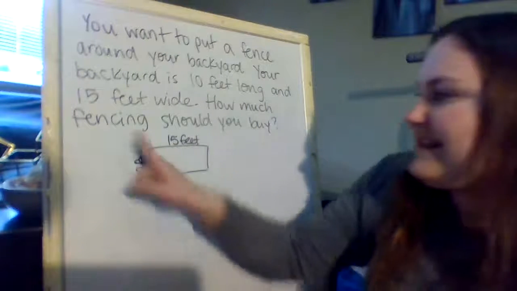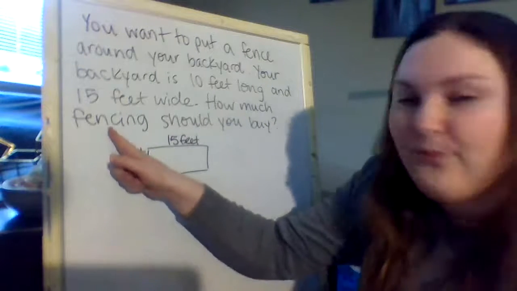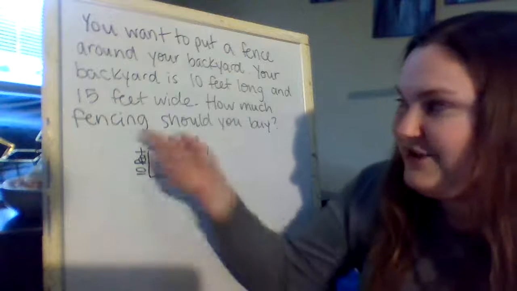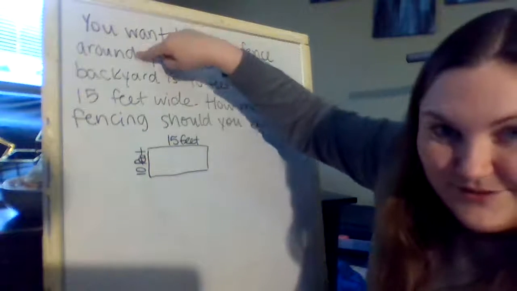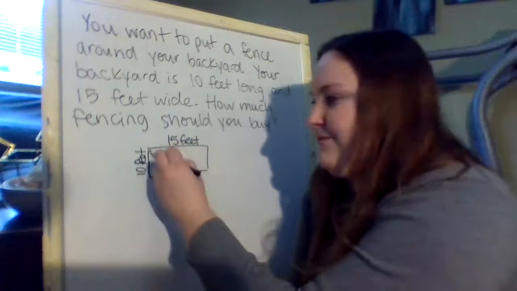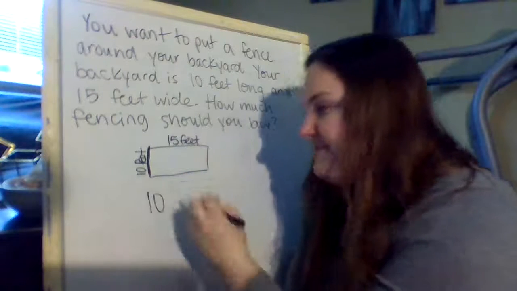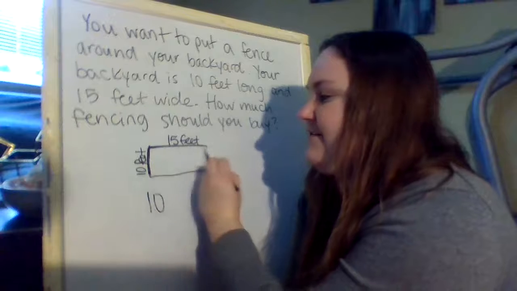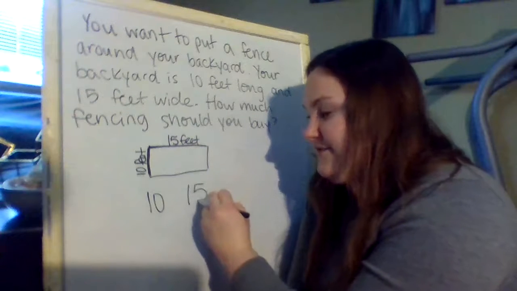Now the question is asking how much fence we should buy. In order to answer that question, think about where we would be putting fence. This was your backyard, and you wanted to put fence around your backyard. Where would it be going? Well, we would need some fence to go right here. We would need 10 feet there. You also need fence to go right here since we're going around it. So we would also need another 15 feet.